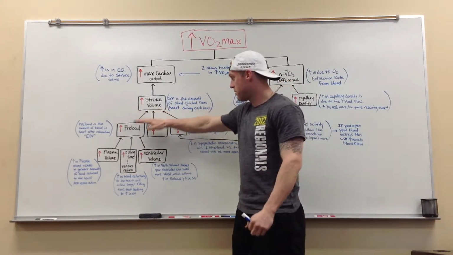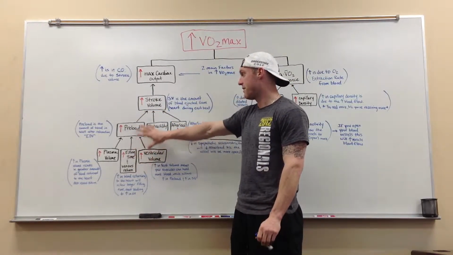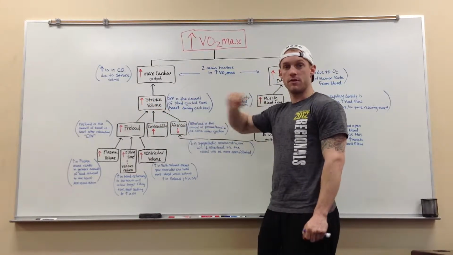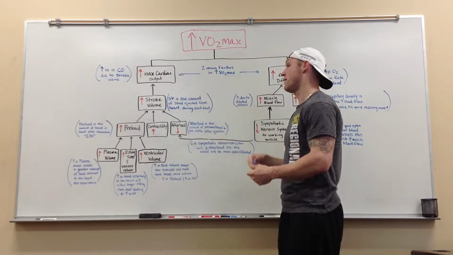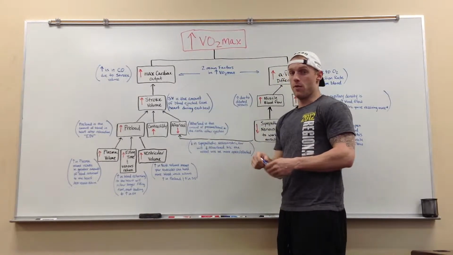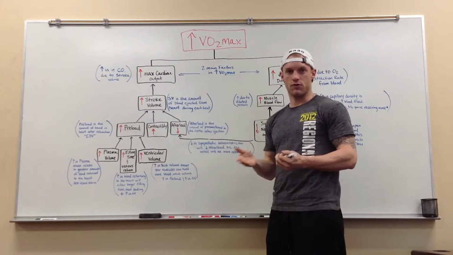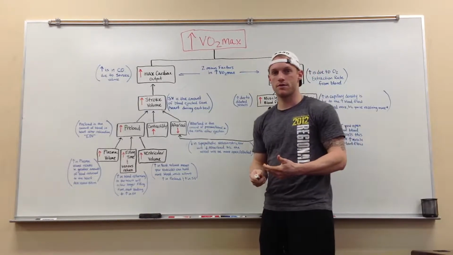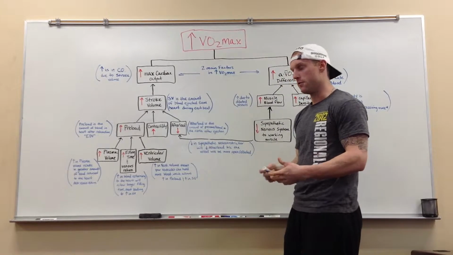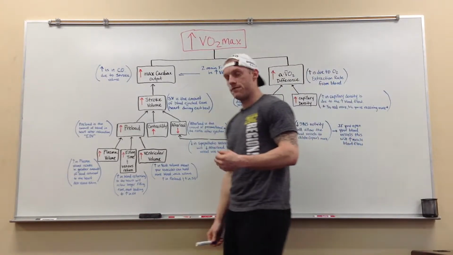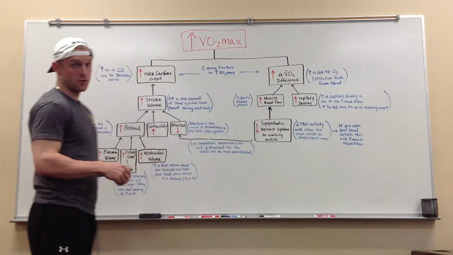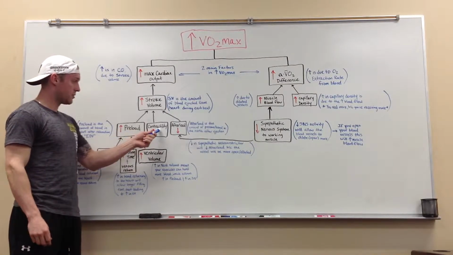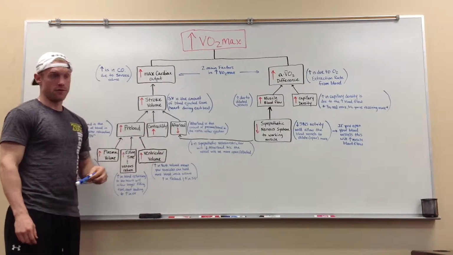Now from stroke volume down, these are factors that affect stroke volume, okay? So first I'm going to say that stroke volume is the amount of blood ejected from the heart or ventricles, however you like to think about it, during each beat, okay? So stroke volume is really important. So we have three factors that influence stroke volume, okay? And that's preload, contractility, and afterload, okay?